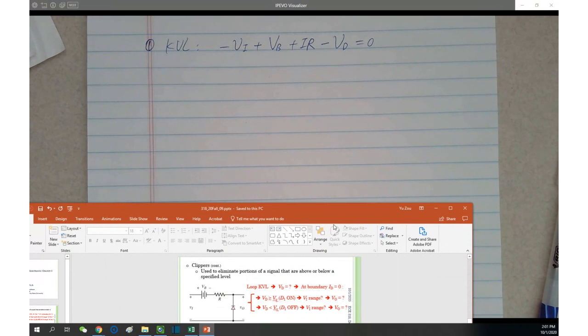I'm making a mistake here. Can anyone find out what is the mistake here? Can anyone see this KVL is not quite right? Your diode is reversed.